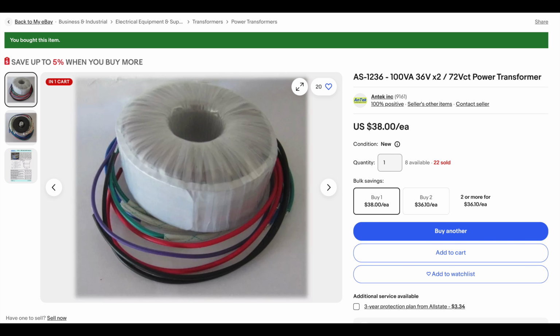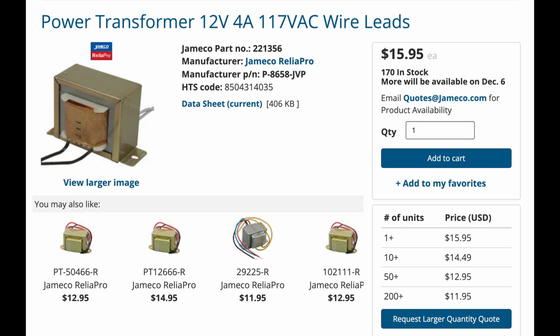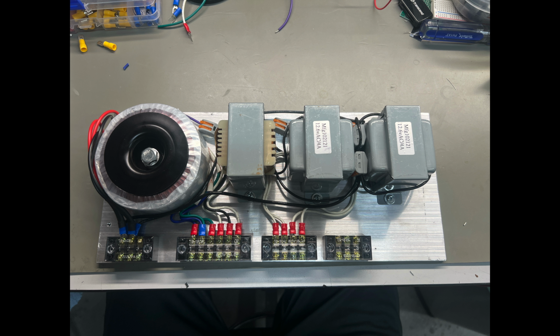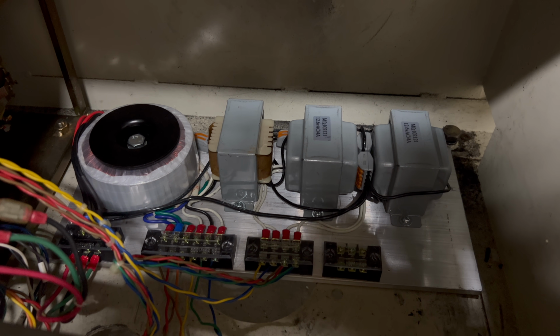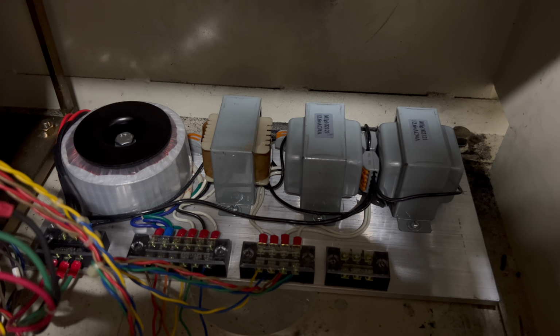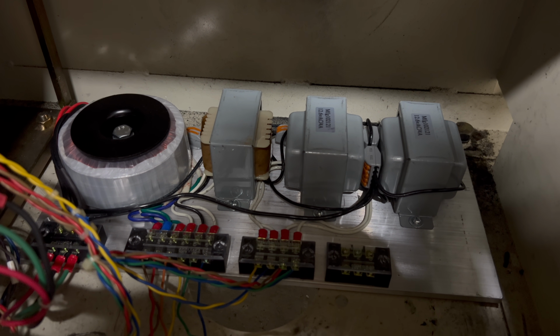For my 60 volt power supply, for example, I used this large 72 volt toroidal transformer. For my 12 volt power supply, I used a 12 volt transformer. This only outputs 10 volts, but that's acceptable because it feeds into a linear voltage regulator that's tolerant to a lower input voltage. I mounted the transformers to an aluminum plate and found a place for them in the cabinet next to T2. I checked each output to make sure it was correct, and then wired it in.